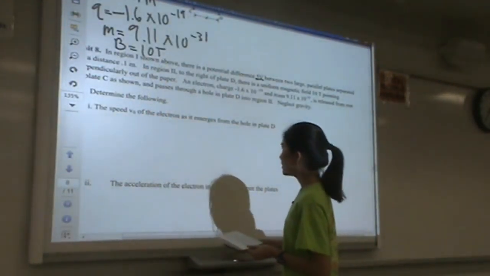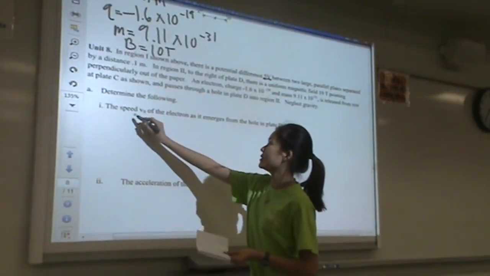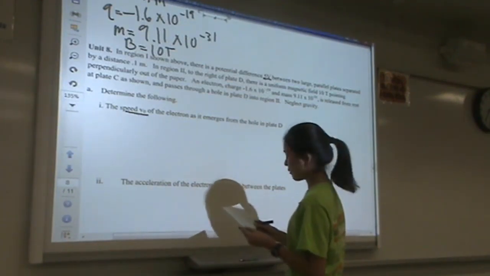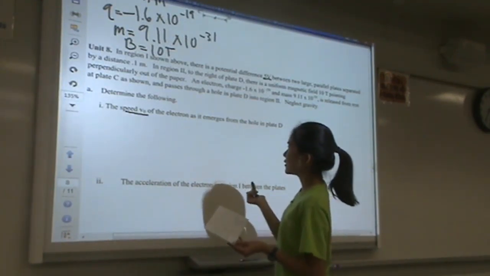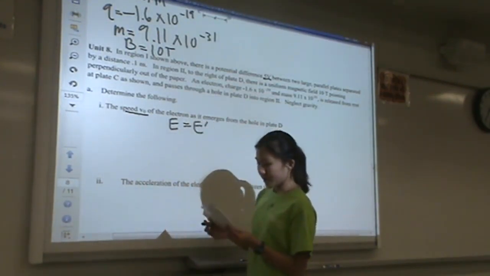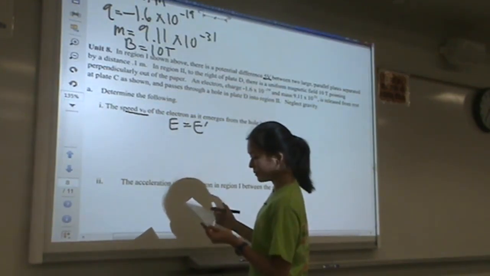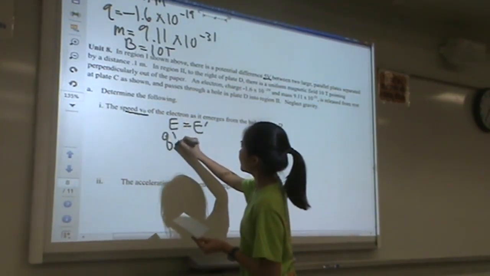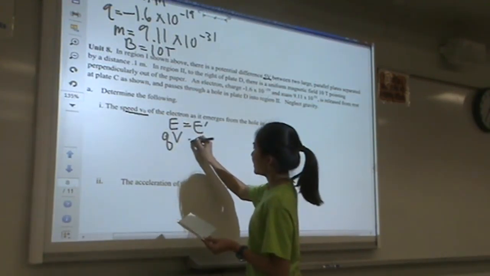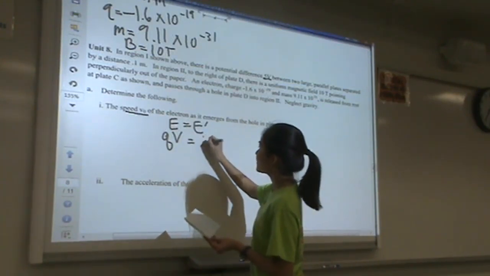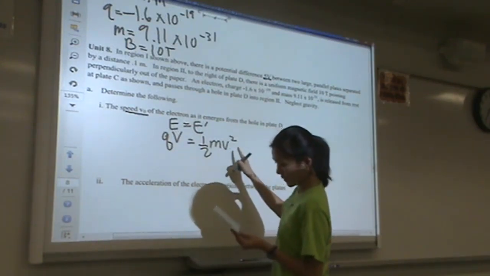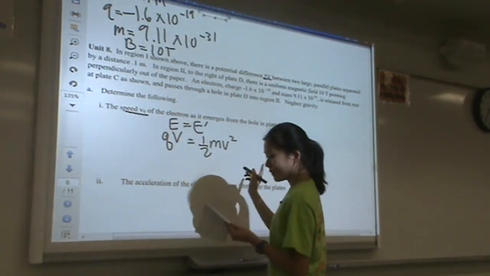Okay, so we want to find the speed V0 of the electron as it exits the hole. We start out with conservation of energy to find that. So E equals E prime, and it starts out as electric energy, which is QV, your charge Q times your electric potential V, and that equals your kinetic energy, which is 1/2 mv squared. And that is what we want to find. So then we can plug in our values.